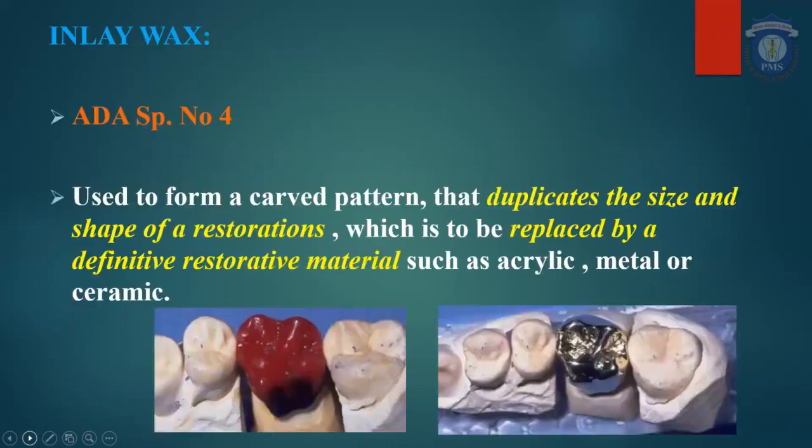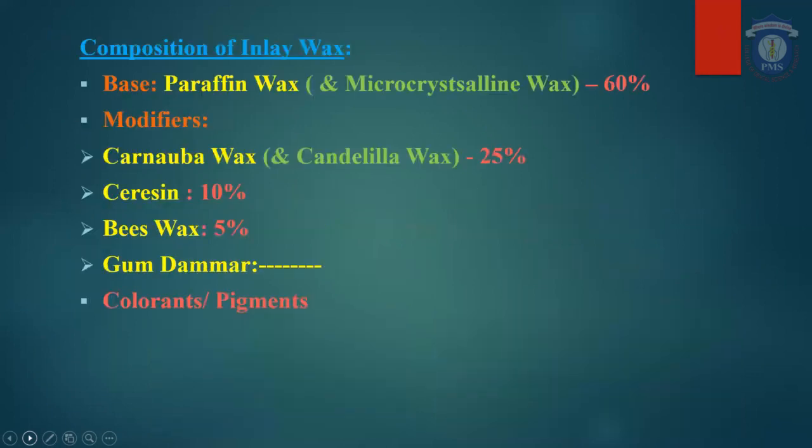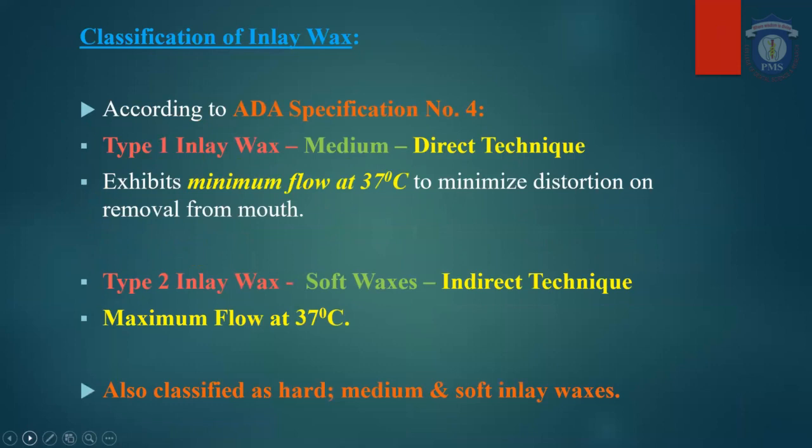As I told earlier, inlay wax is used to form a wax pattern that duplicates the exact size and shape of the final restoration that will be replaced by a definitive restorative material. Now the composition of inlay wax, like all the waxes used for dental applications: we have paraffin wax as a base, or sometimes some microcrystalline wax, 60%, the major component. From a viva point of view, it's also very important. Carnauba wax and candelilla wax 25%, ceresin 10%, beeswax 5%, gum tragacanth and colorants and pigments in very minute quantities.